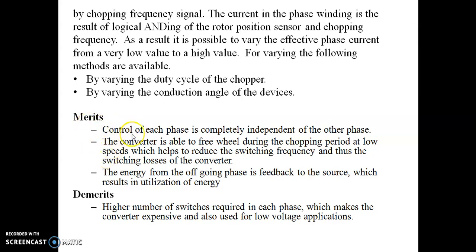So the merits are: control of each phase is completely independent of other phases. The converter is able to freewheel during the chopping period at low speeds, which helps to reduce the switching frequency and thus the switching losses of the converter. The third one is that the energy from the outgoing phase is fed back to the source, which results in utilization of energy. So these 3 points are the merits of this type, and the demerit is that a higher number of switching devices are used in each phase, which makes the converter expensive and also suited only for low voltage applications.